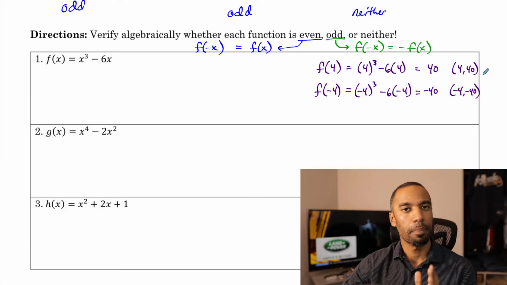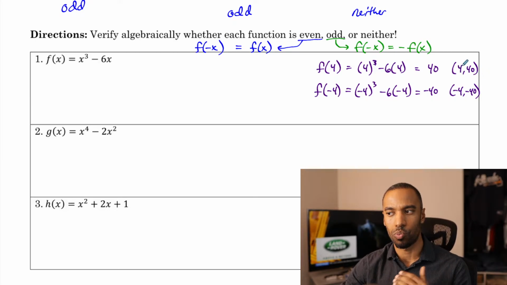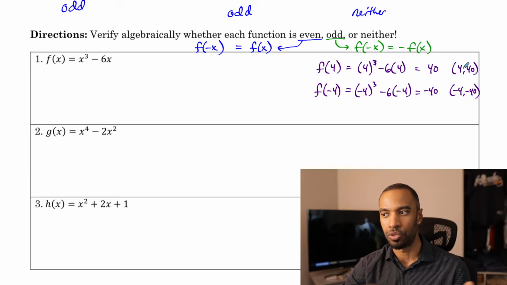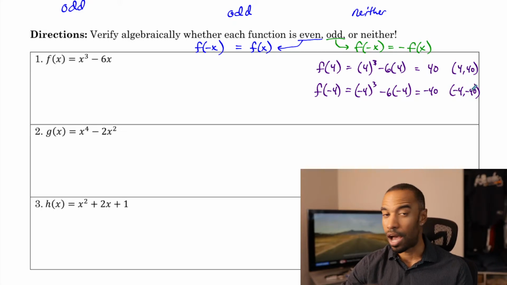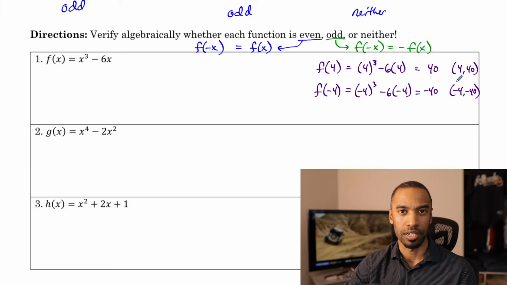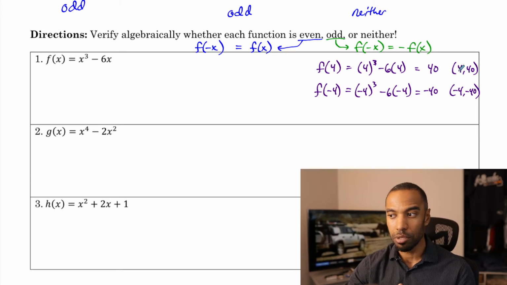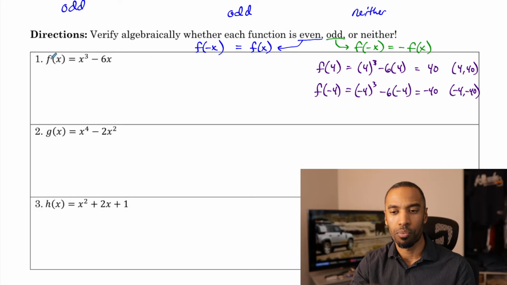And unless it just happened to be a coincidence, what it appears to be is that when I plugged in some x value and got this y value, plugging in the opposite x value got me the opposite y value, which is indicative of an odd function. Does this guarantee that it's odd? No, it could be a coincidence. Let's check it out for real this time.